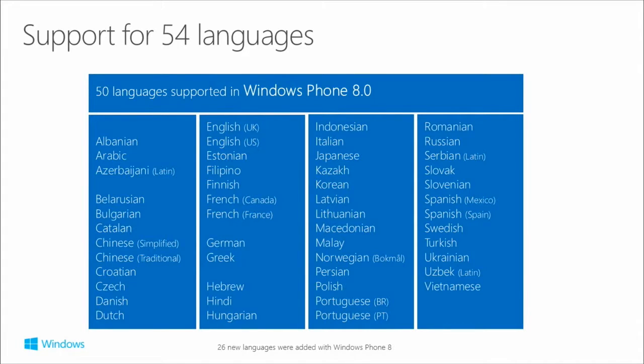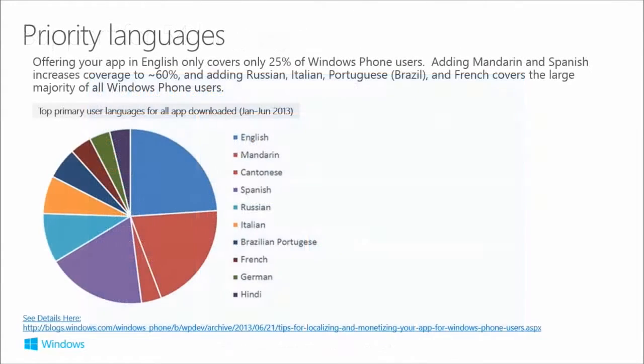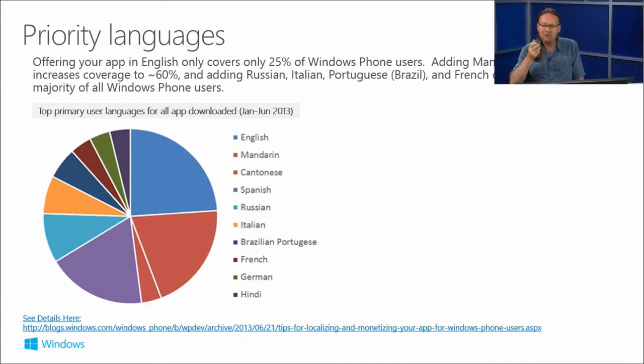There were 50 in Windows Phone 8.0, and in 8.1 we add an additional 4. And then we also need to think about the languages that your app is offered in. If you offer your app only in English, that's only going to cover around 25% of Windows Phone users. These stats are actually from the middle of 2013, so that might not be completely accurate, but it gives you an indication. So if you add Mandarin and Spanish, that's going to increase your language coverage to around 60%. And if you go the whole hog and add Russian, Italian, Portuguese, and French, you're going to get the majority of all Windows Phone users.